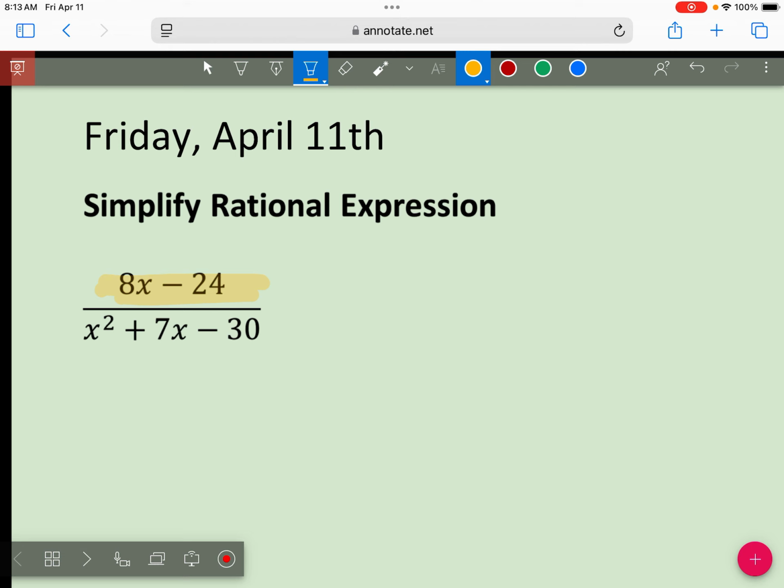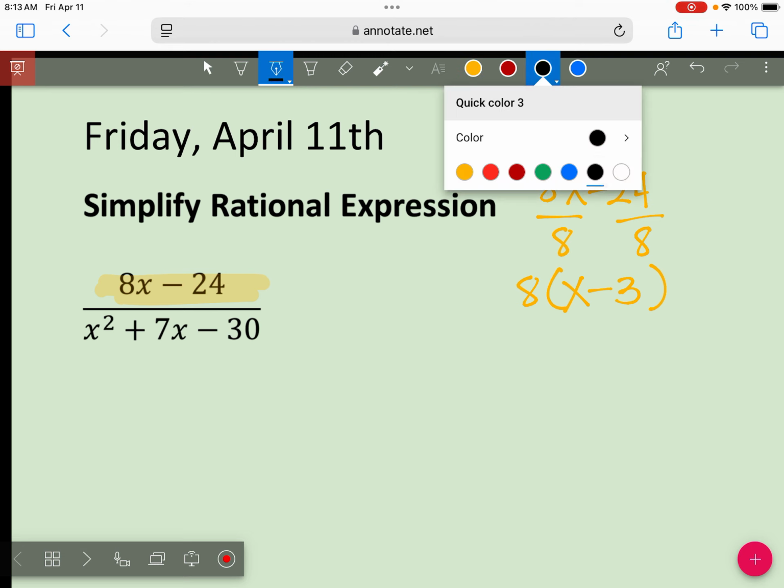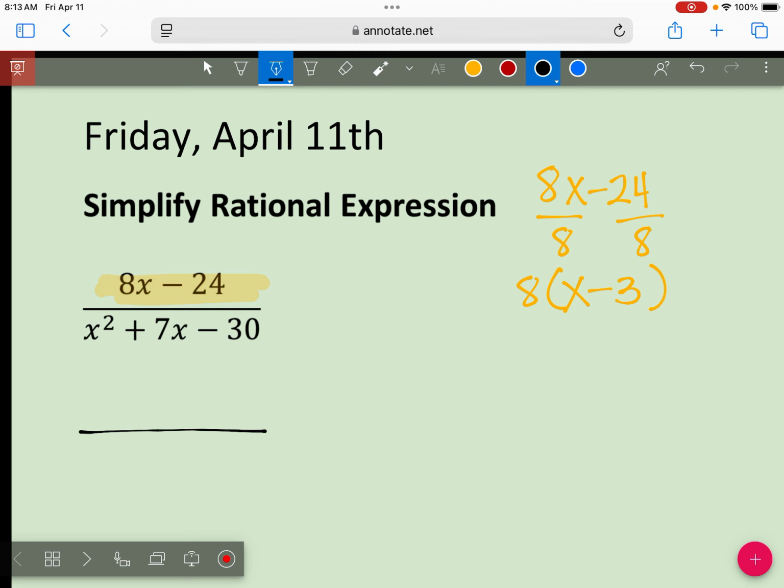8. Thank you. So with that 8x minus 24, if we divide them both by 8, that 8 comes out, and we're left with x minus 3. So that means that my new numerator will be 8 times x minus 3.